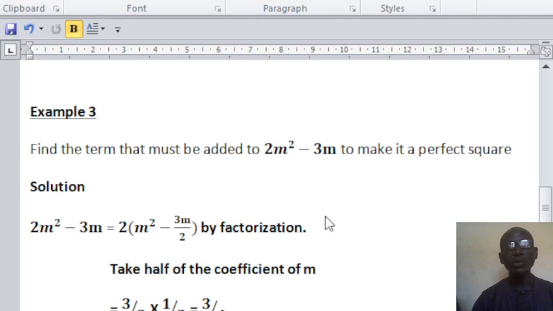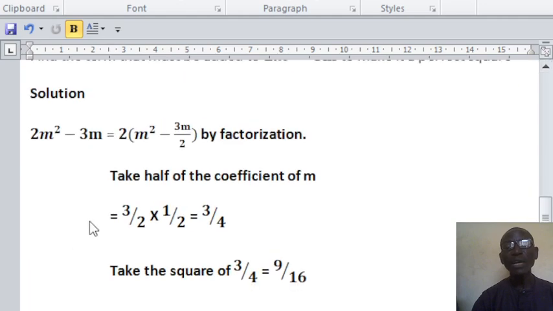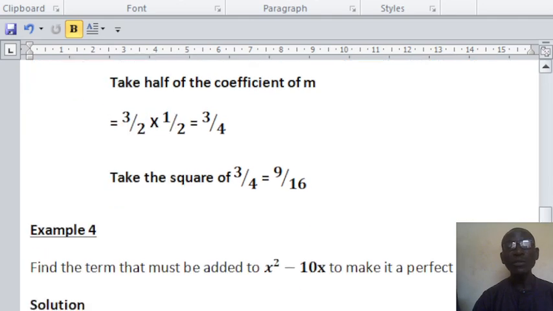Now you take half of the coefficient of the middle term, which is 3m all over 2. By doing that, you have 3 divided by 2, multiplied by half, meaning you are taking half of this thing. Multiply the top terms, 3 times 1, you have 3. The denominators, 2 times 2, you have 4. So square this 3 over 4, and you have 9 over 16, which is the term that must be added to the expression in question 3 to make it a perfect square.